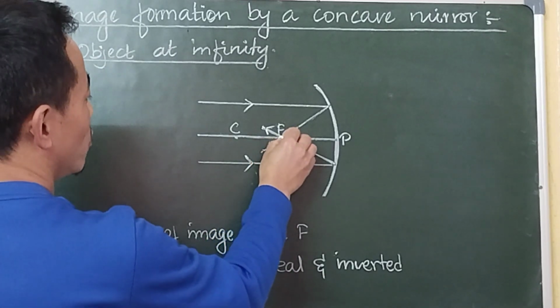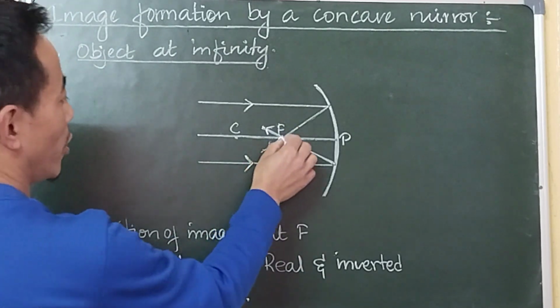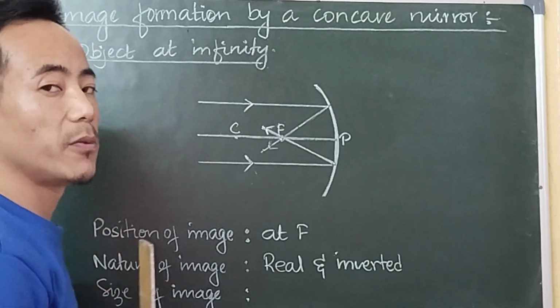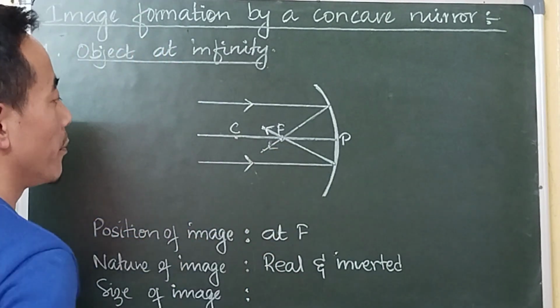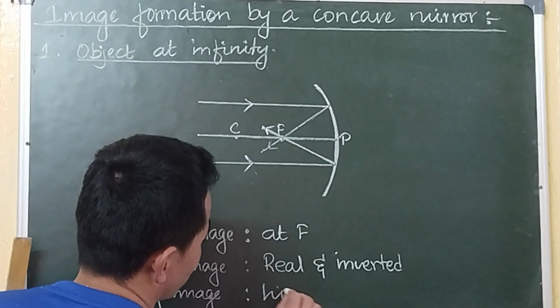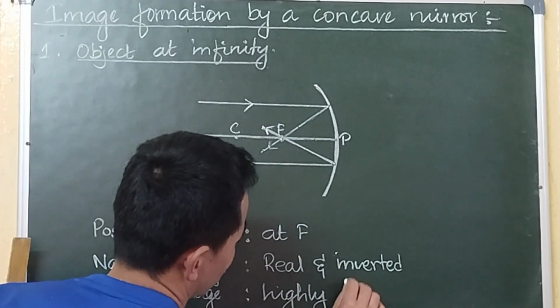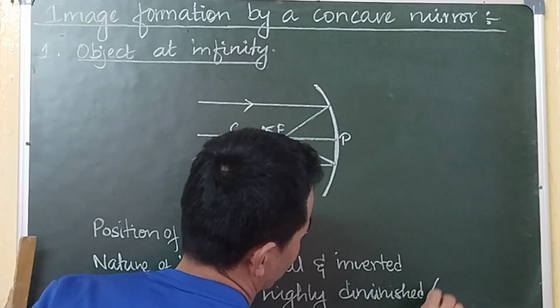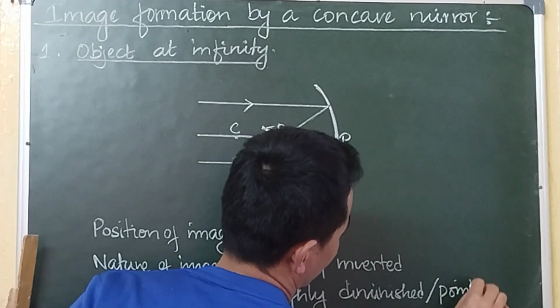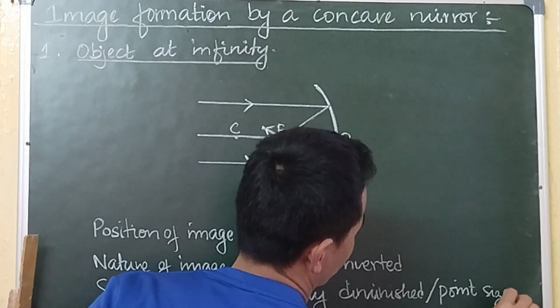And size of the image. Since the 2 reflected rays are intersecting at a point, the size of the image will be highly diminished, or we can say a point size image is formed. So either you can write highly diminished, or you can write point size image is formed.